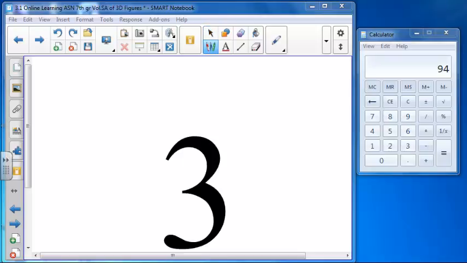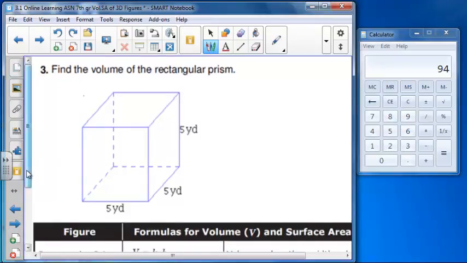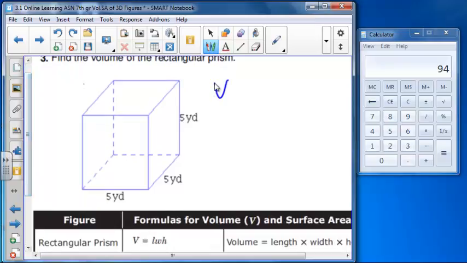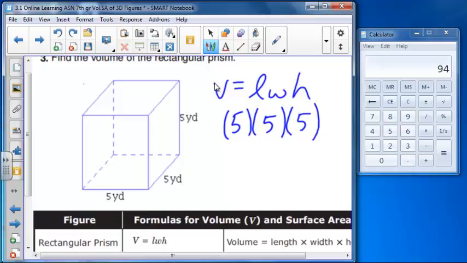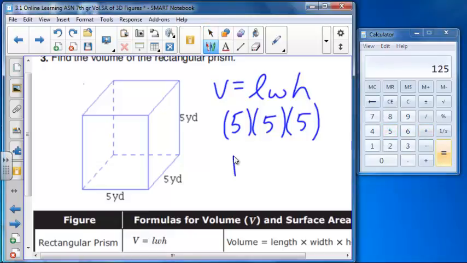Okay, on to question 3. Find the volume of the rectangular prism. Volume formula, length times width times height. This is a cube. The length is 5, the width is 5, and the height is 5. The computations, 5 times 5 times 5 gives us a volume of 125 cubic yards.